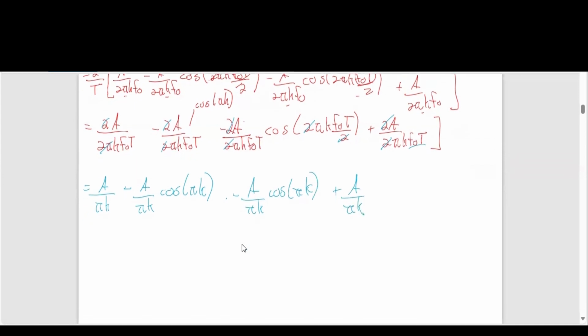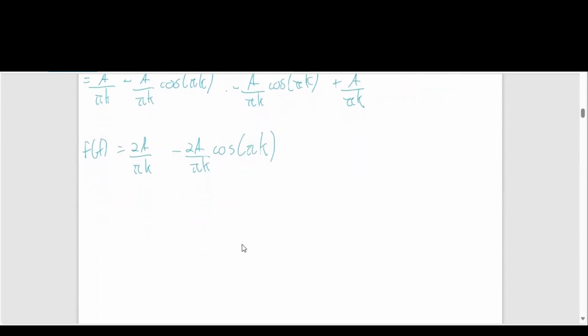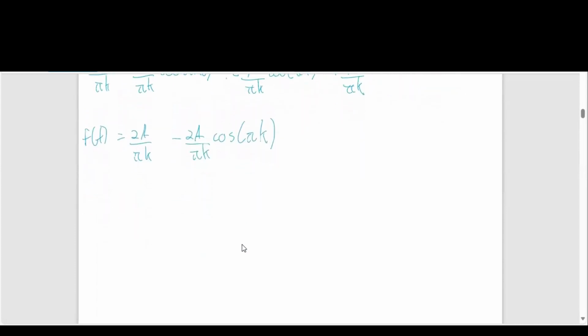Right, so now we could bring things together finally. So f of t. We have a pi k here, a pi k here, so that is 2a on pi k. And we have a minus a on pi k cos of pi k, so that's just minus 2a on pi k cos of pi k. With that said, that is the end. So what you have to do now is to get the spectrum. So those are DC components, right? And this piece here will give you a harmonic.